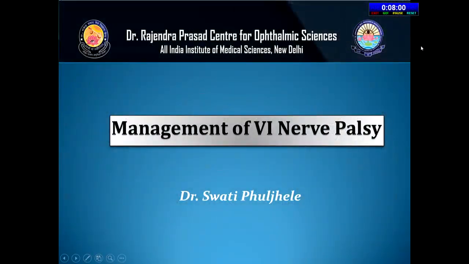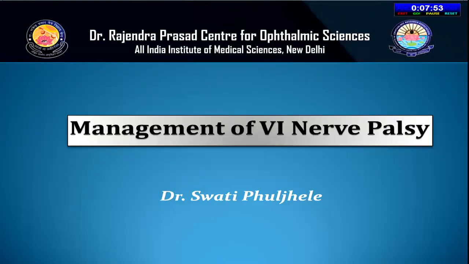Good morning, everyone, and welcome to this session of strabismus, which is complex strabismus, having dealt with the simpler forms of strabismus. We are now dealing with the paralytic and restrictive strabismus. I'm Dr. Swati Fulchile from RP Center, AIIMS, and I'll be talking about management of sixth nerve palsy here. So as we all know, sixth nerve palsy presents as limitation of abduction, and there will be esotropia with the face turned towards the affected side.